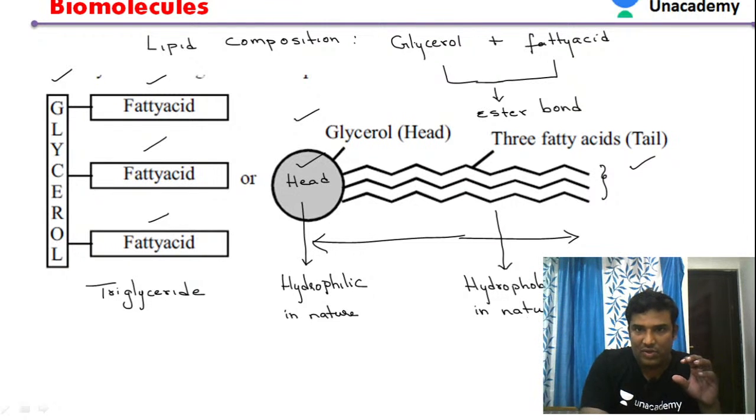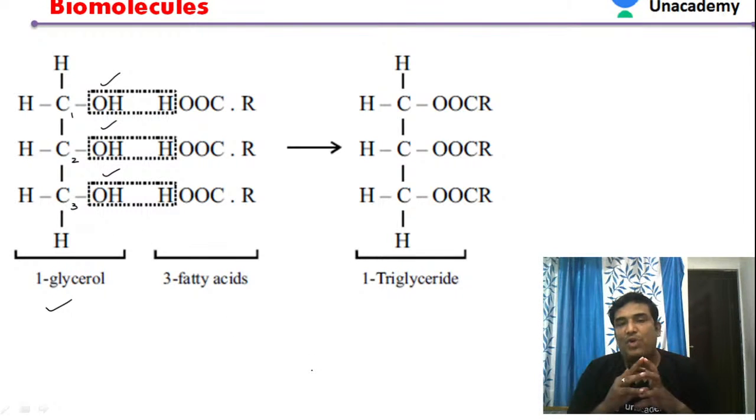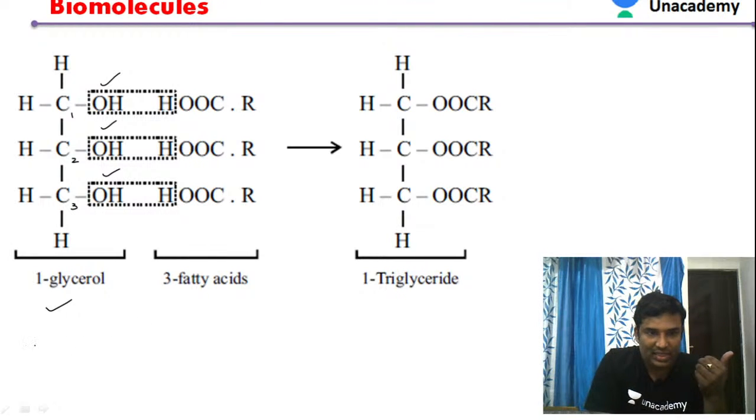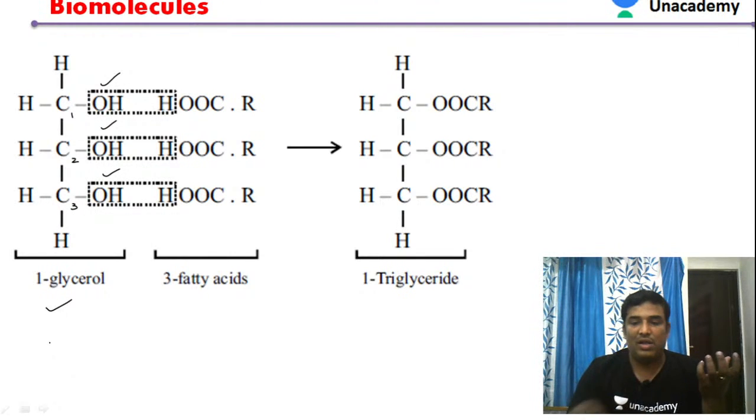If you see the structure of glycerol, this is the typical structure of glycerol. Glycerol is a three-carbon compound, and it also has three hydroxyl groups. You can see here three hydroxyl groups are present. As glycerol has three hydroxyl groups, it is a hydrophilic compound. It can easily interact with any other compound. That is the reason the head part of a lipid, which is glycerol, is hydrophilic.